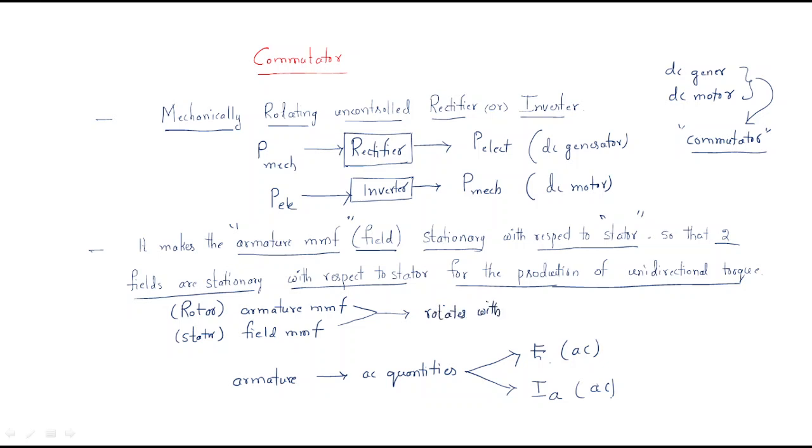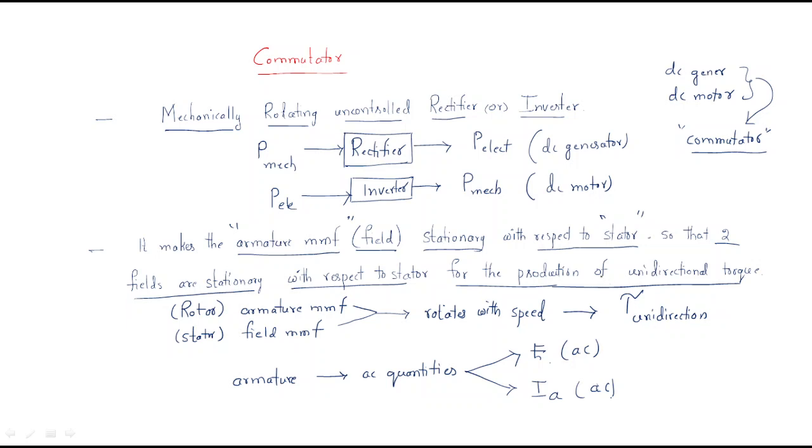Rotates with the same speed. That is a very, very important thing. They should rotate with the same speed. Only then will unidirectional torque be produced. Otherwise, the torque will become zero. So that's why the rotation is a very, very important part here.